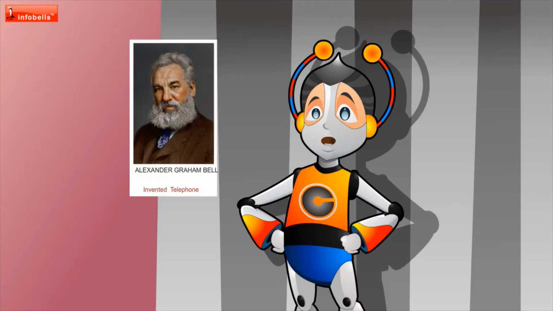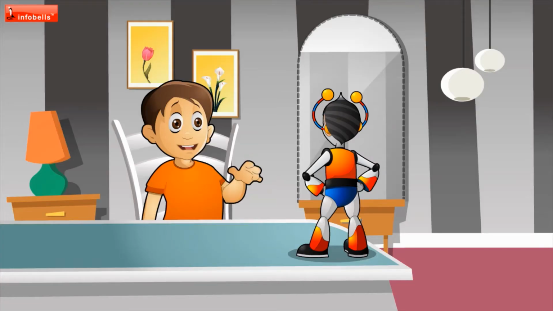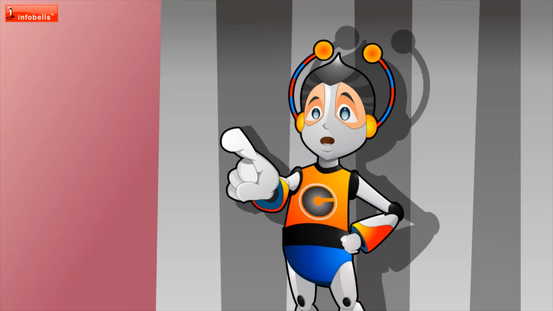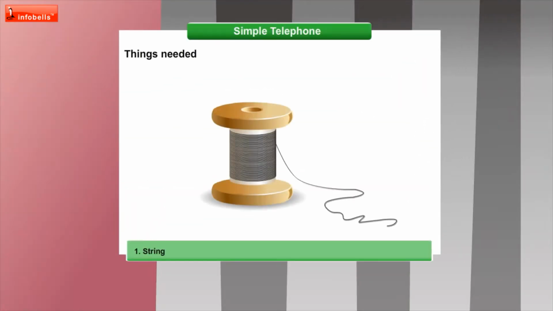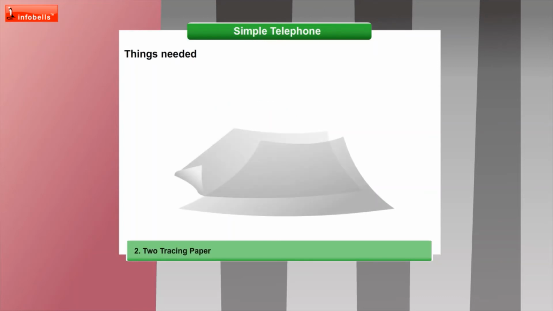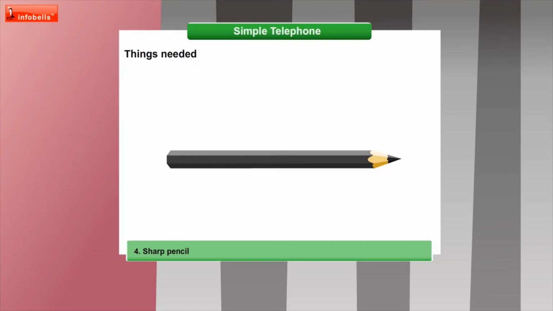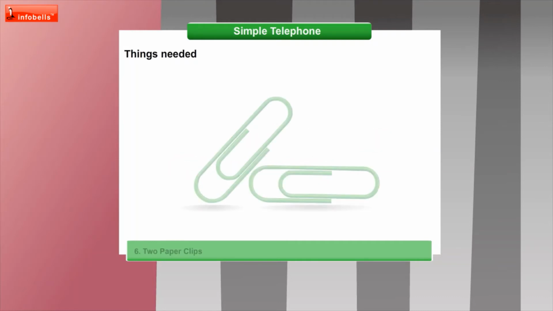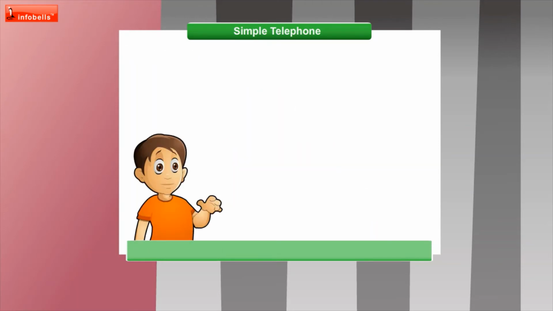Master UV, I know Alexander Graham Bell invented telephone. You're very smart, Chotu. UV, do you want your own telephone? My own telephone? Yes! How can I get it? We will make it. For that, you will need few things, right? Yes. We will need string, 2 pieces of tracing paper, sticky tape, sharp pencil, 2 rubber bands, 2 paper clips, and 2 cardboard tubes. What do we do next?